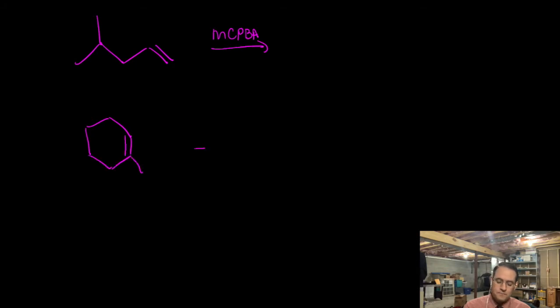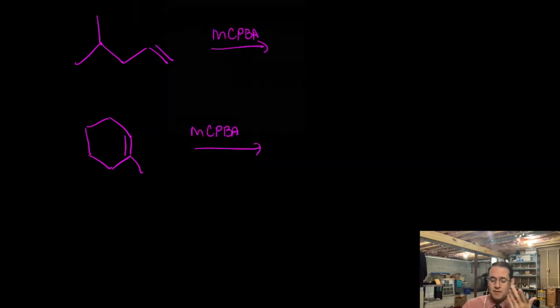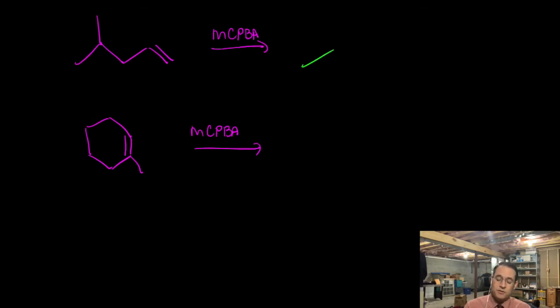So mCPBA is great. You can take any old alkene that you like and transform that to your epoxide. Now watch out for stereochemistry. Sometimes you might be asked to draw it, sometimes not. It just depends. Here I will choose to just draw a simple line drawing, okay?